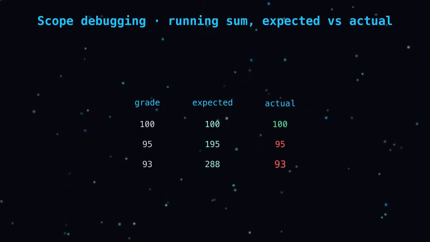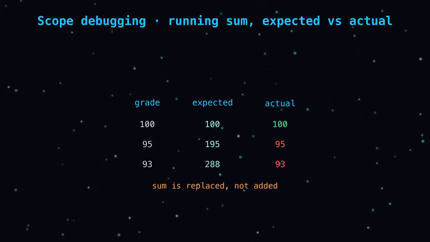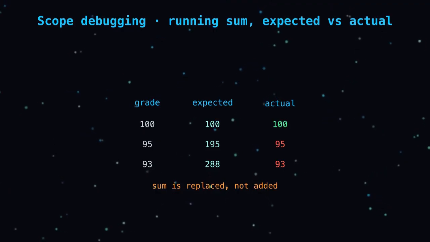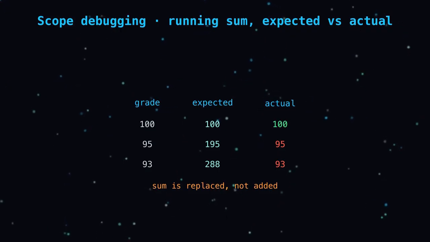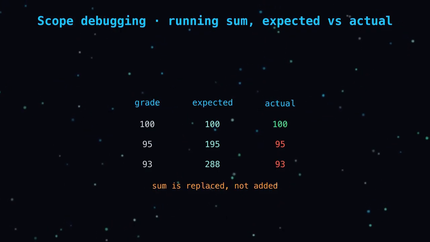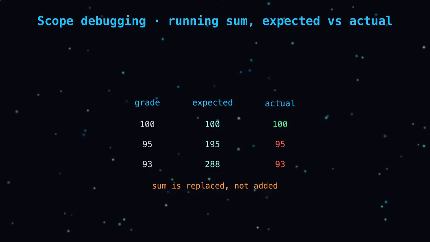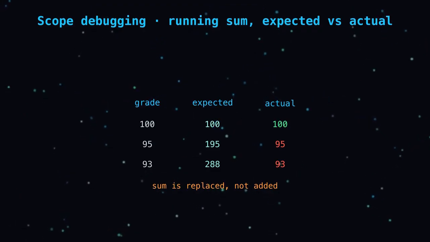So we print the running sum after each grade. After 1 grade, it's 100, correct. After 2, it should be 195, but it shows 95. After 3, it shows 93, not 288. There's the bug. The sum isn't growing, each grade replaces it instead of adding to it. We fix that one line, and the average comes out right.